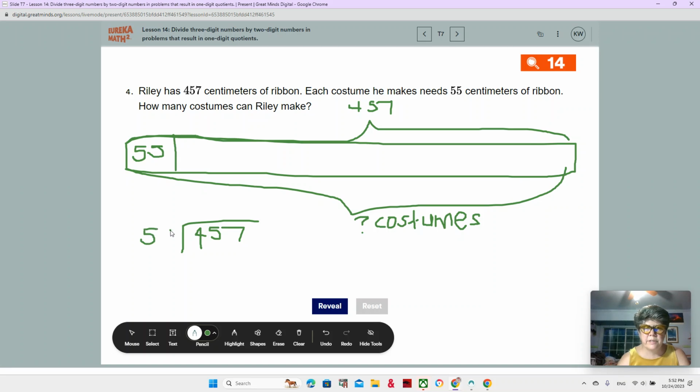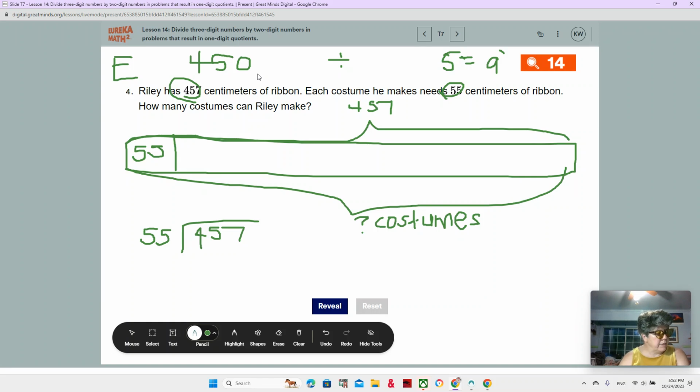Now, how do we get started? We get started with an estimate, right? So starting with our estimate, 457 and 55. I'm thinking about the 5 times tables, right? Oh, 5 times 9 is 45, right? So 450 divided by 5 will be 9, right? Okay, so 450 divided by 5 equals 9.